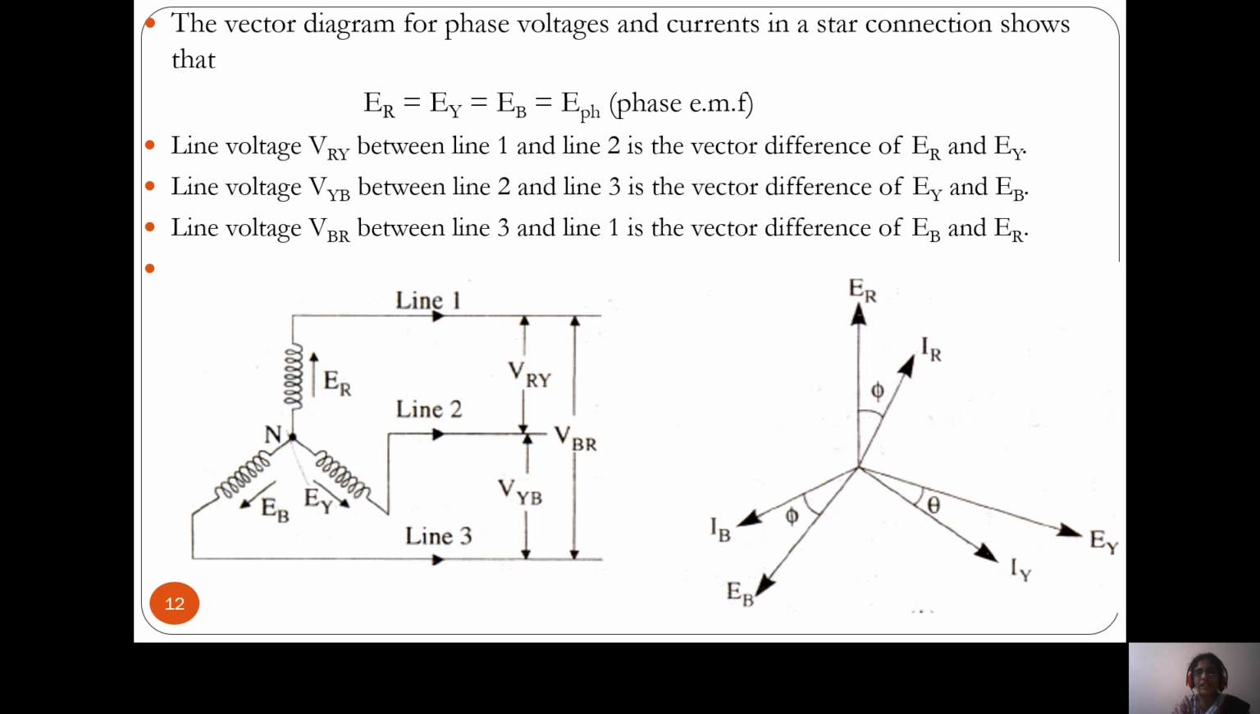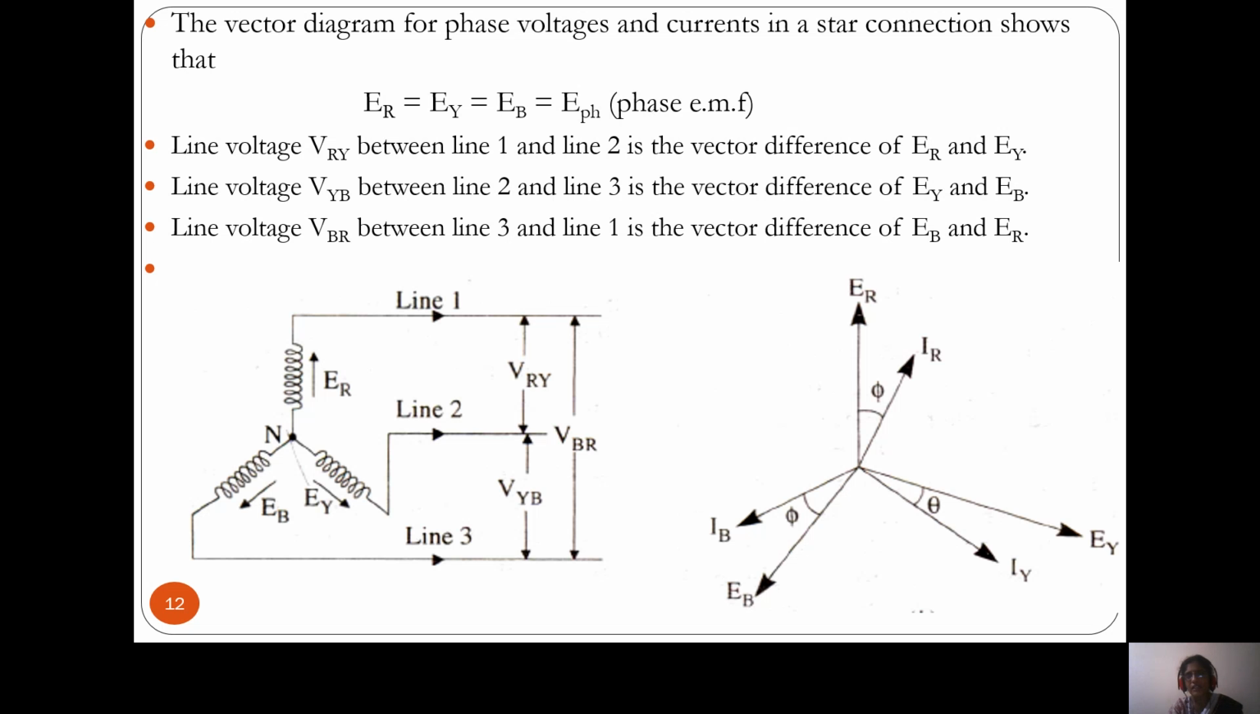Line voltage VRY is between lines. VRY is between line 1 and line 2, so it is the vector difference of ER and EY. Like that, line voltage VYB is between lines 2 and 3, so the vector difference is EY and EB. Like that, line voltage VBR is between lines 3 and 1, so the vector difference is EB and ER.